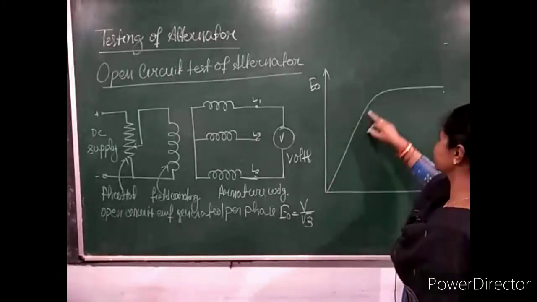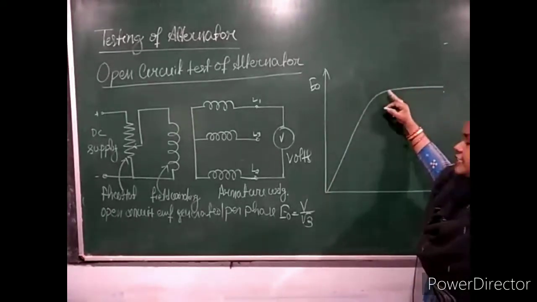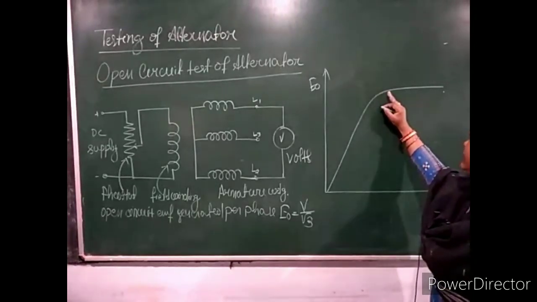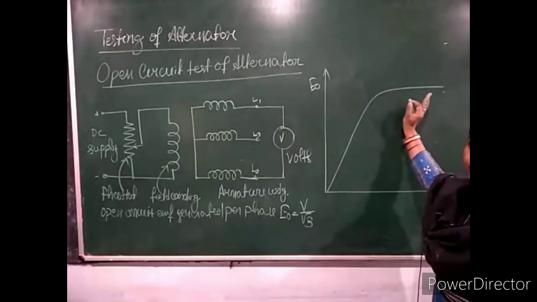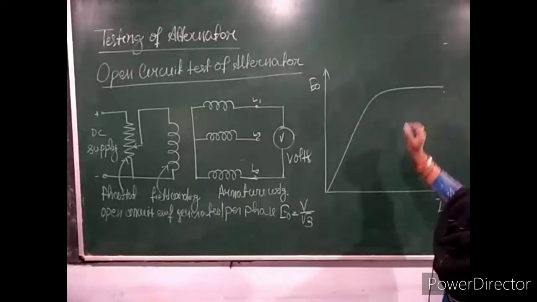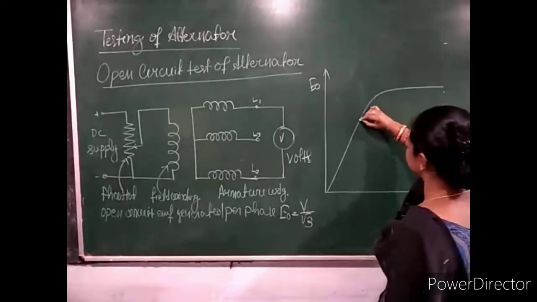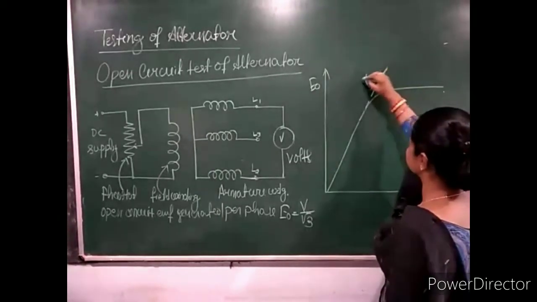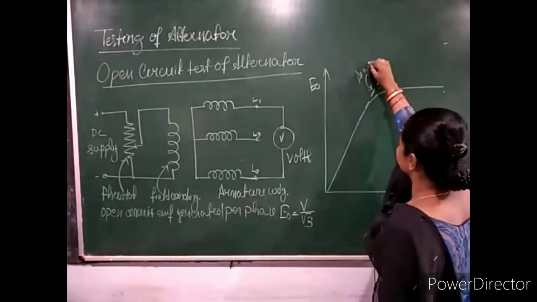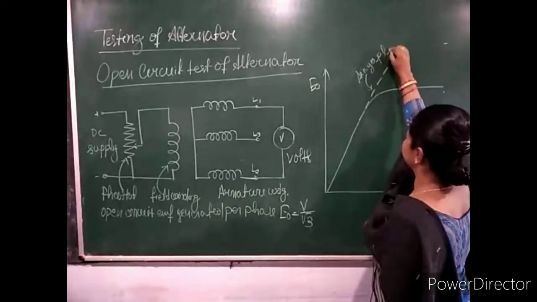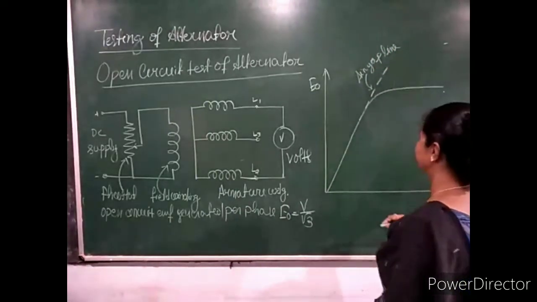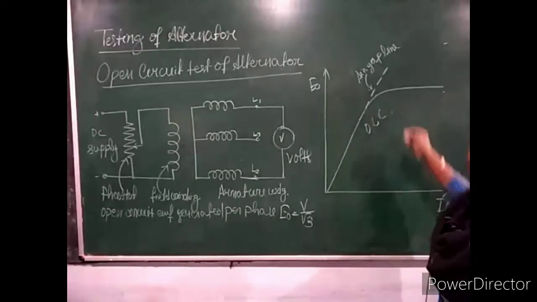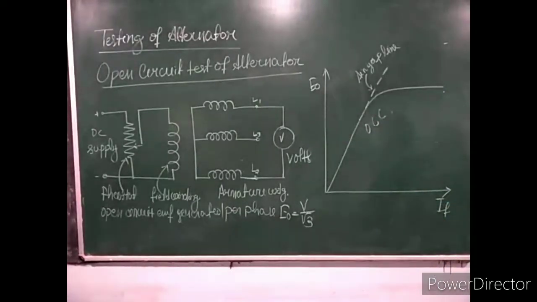It increases up to some value. After reaching its rated value, it comes to saturation. It saturates. If I extend the straight line portion, it is called the air gap line or air gap characteristics. This curve shows the open circuit characteristics of an alternator.